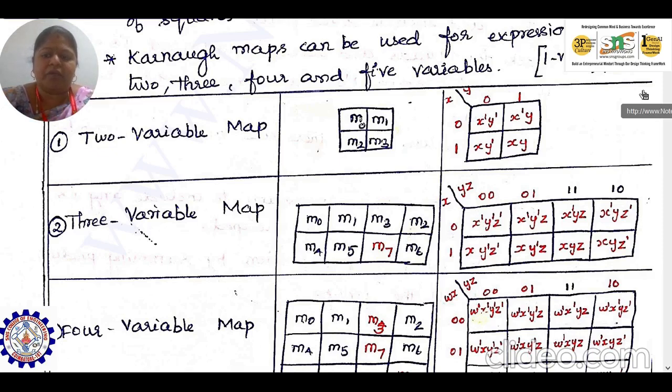Here we have the 3 variable K-map for 3 variable usage. As we know, we denote the min terms from 0 to 7 here, and x, y, z are the 3 variables we have considered. So these are the examples for the K-map.